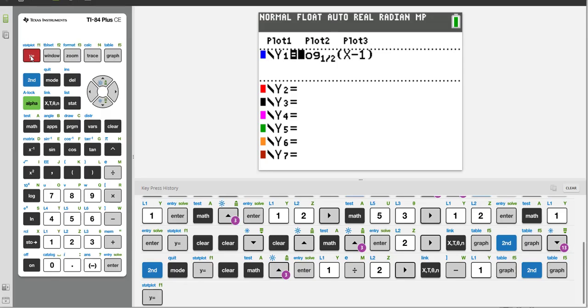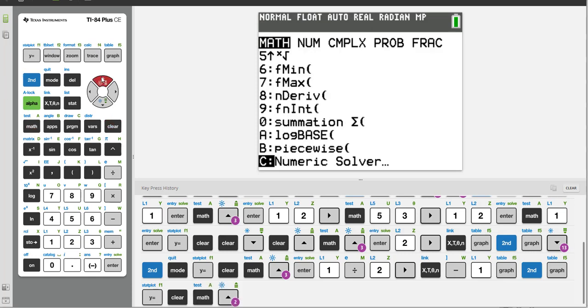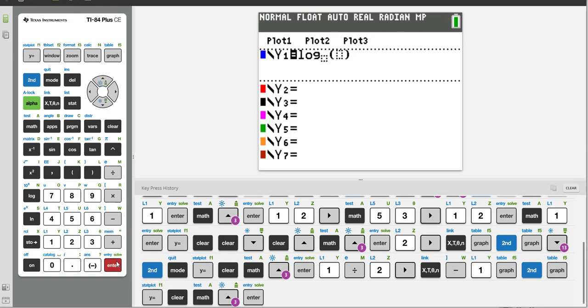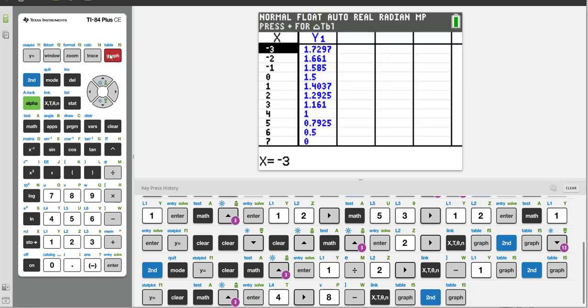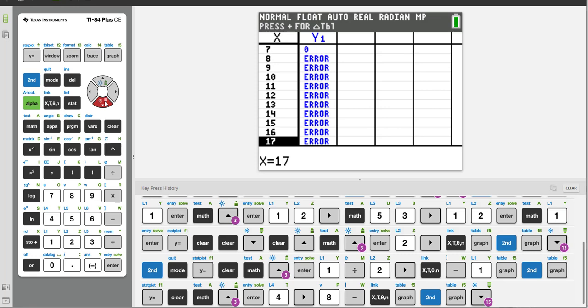For the third function, press clear to clear y1. Press math and use the up or down arrows to find the log base. Select it by pressing enter. Type in 4 and press the right arrow. Type in 8 subtraction x and press graph to see the graph. Press second table to see the table and use the points as needed. Notice all the x values 8 or greater give an error message. This shows the domain problem of this function.